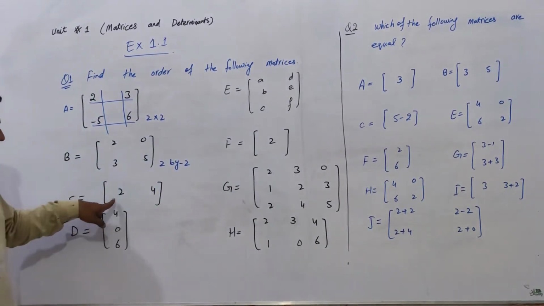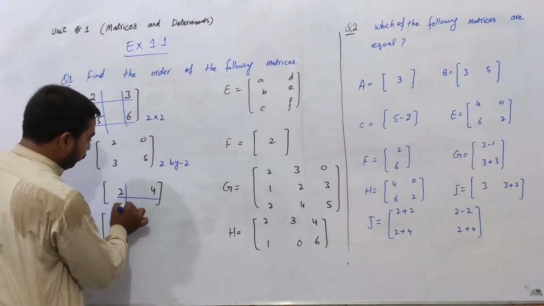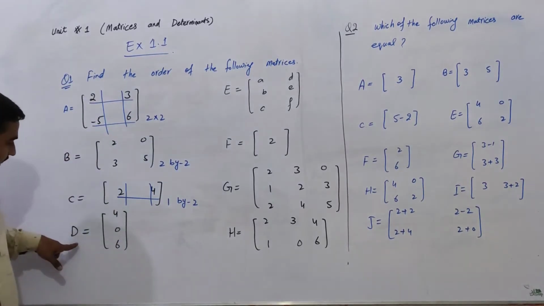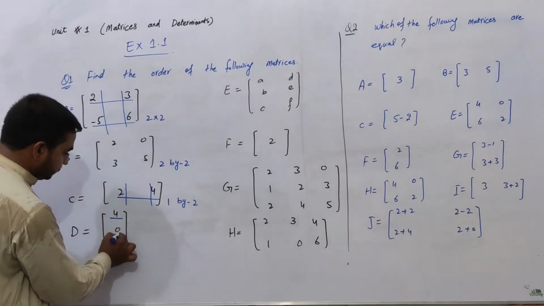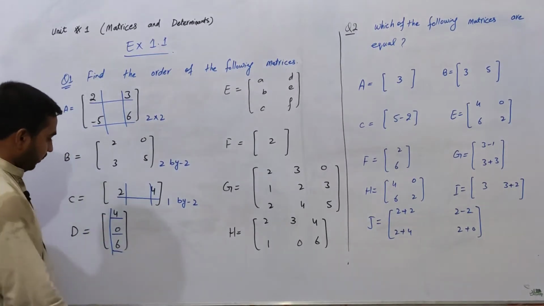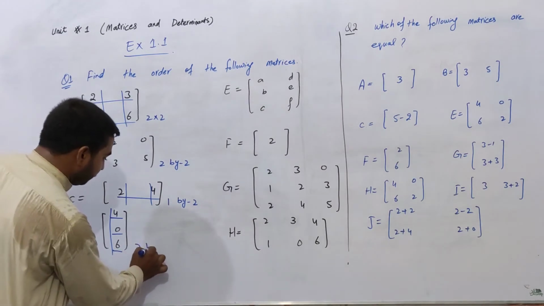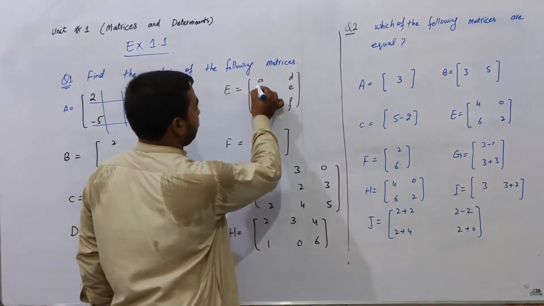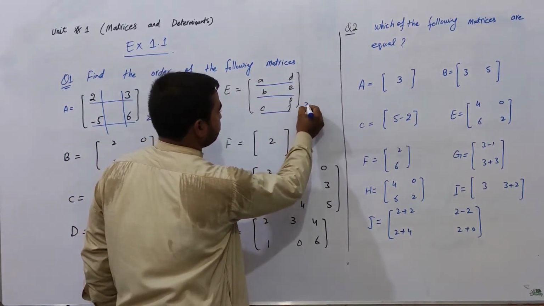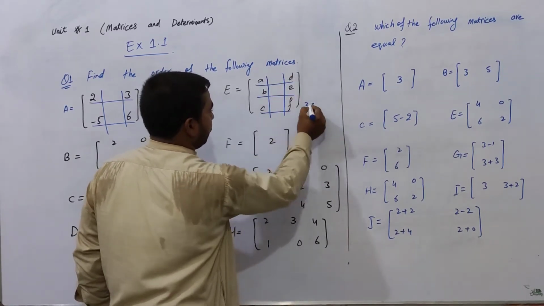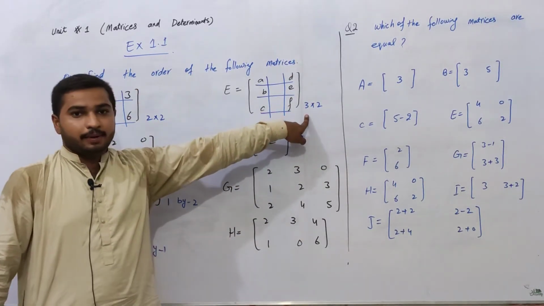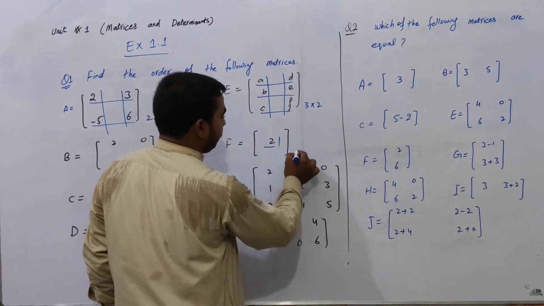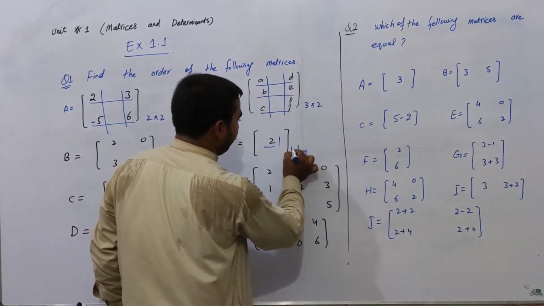In matrix C, having only 1 row and 2 columns, we write 1 by 2. And matrix D has 3 rows and 1 column, we write 3 by 1. And E has 3 rows and 2 columns, we write 3 by 2. In matrix F, only 1 row and 1 column, we write 1 by 1.